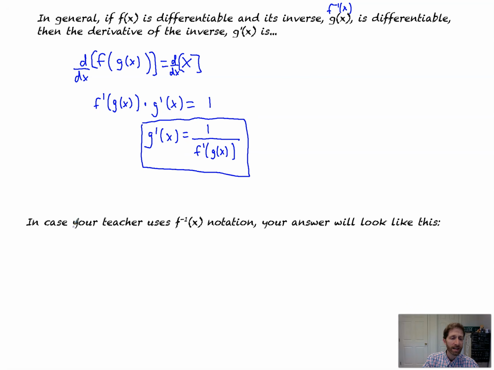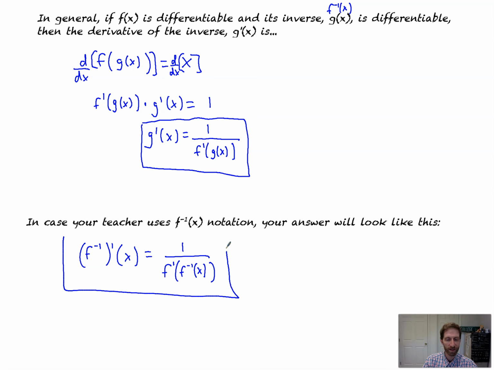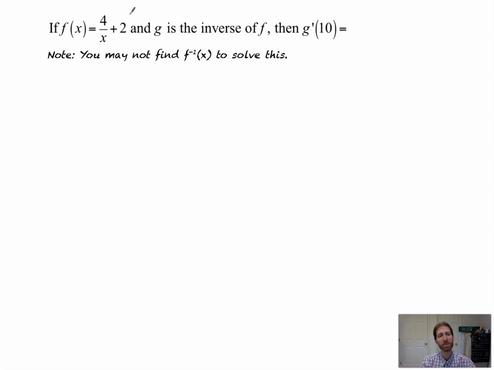Okay, so now I've got this. Just in case your teacher uses f inverse notation, your answer will look like this. It'll be f inverse, it's kind of funky, prime of x. Yeah, that's why I like using g. Is equal to 1 over f prime of f inverse of x. All right. So what this means is we can now find the slope of the inverse function without actually having to find the inverse function, which is a pain to sometimes near impossible or impossible. All right, let's keep grooving. So we got 2 examples in this video, and we're getting to them right now.